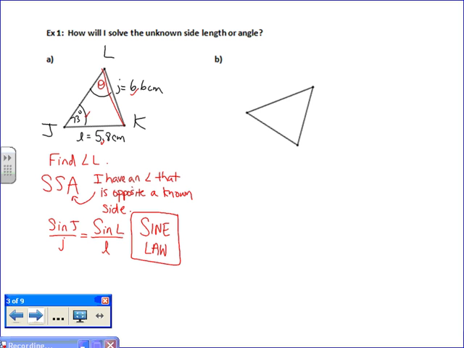And I would go ahead and solve for angle L, plugging in the 3 that I know. Okay. So that would be a sine law question. How about the next one?